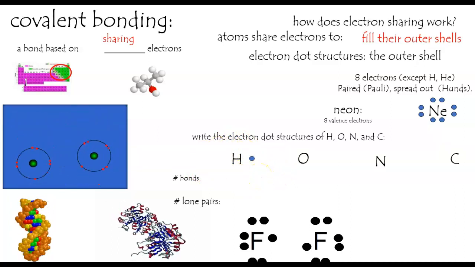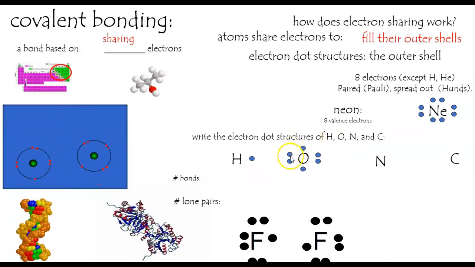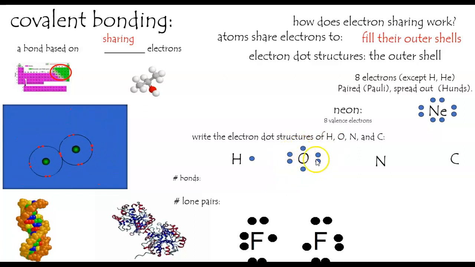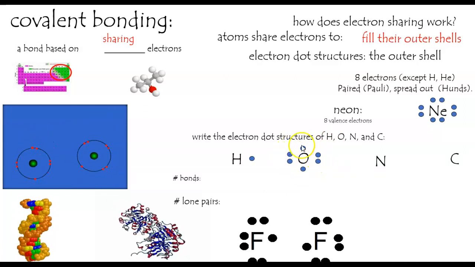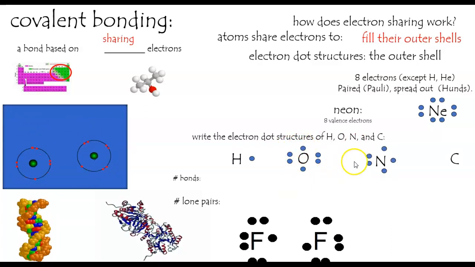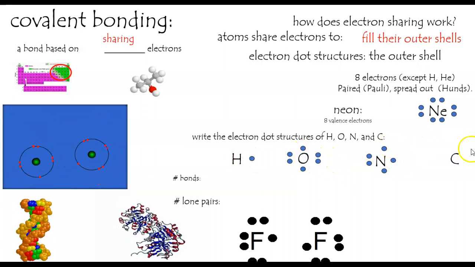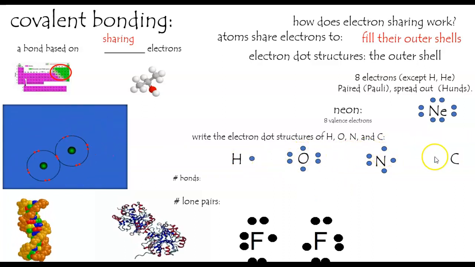Hydrogen has 1 valence electron, it tends to form 1 bond. Oxygen has 6, so draw 2 per side, but try to spread them out. 2, 4, 5, 6. I think that's a good job. Oxygen tends to form 2 bonds. Nitrogen tends to form 3. Remember, honk if you love chemistry. 1, 2, 3, 4 bonds.